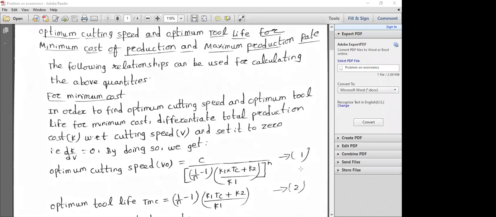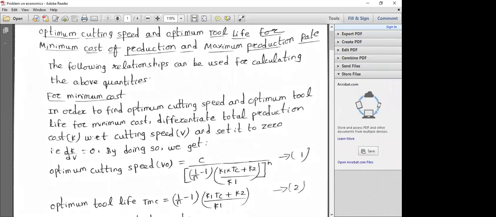Yesterday we have seen what K2 is also. What is K2? Can anybody tell? K2 is the cost of tool per grind. And K1 is direct labor cost plus overhead charges. And TC is the tool changing time. So you have to take this into consideration.